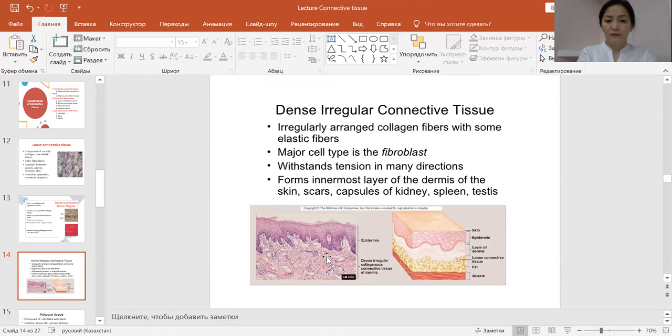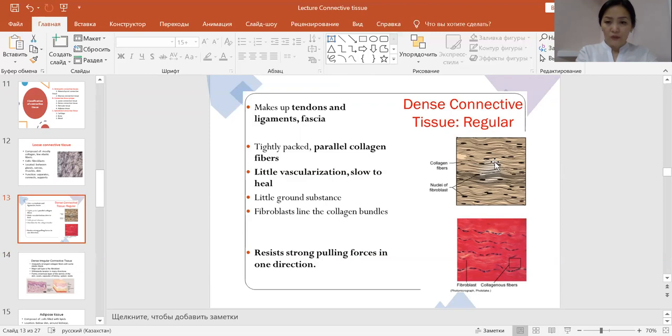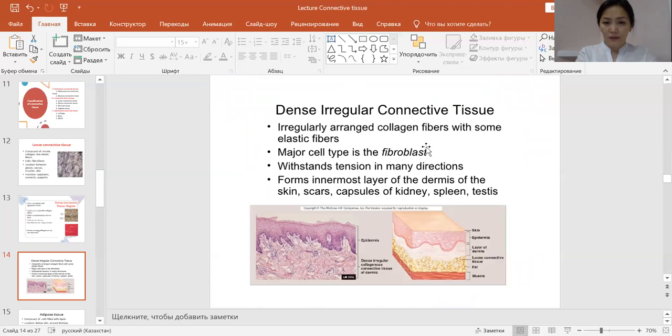And of course, there are more fibers. The matrix part of this dense connective tissue consists of fibers. There are more fibers than ground substance. Examples in our body: tendons, ligaments, and fascia are dense regular connective tissue. Dense irregular connective tissue, for example, the innermost layer or deepest part of the dermis consists of dense irregular connective tissue. Also, capsules of the kidney, spleen, and testes consist of dense irregular connective tissue.